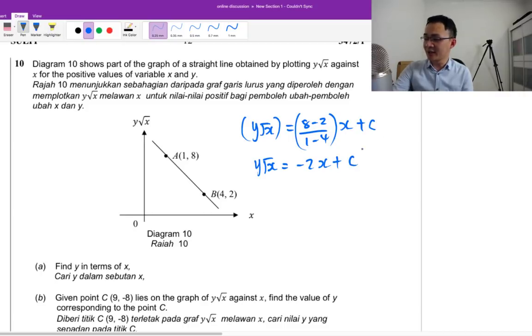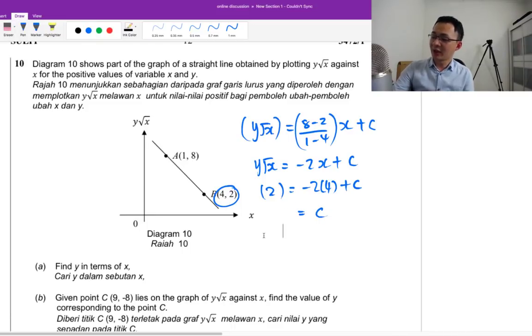In order to get the c, I will sub any of these coordinates into my equation. So let's say I sub this one, 4 and 2. So that means 2 is the whole thing here. 2 equals negative 2 times 4 plus c. So c basically equals 10. Then I will substitute the 10 back into the equation here.